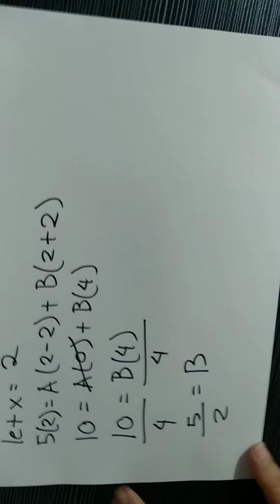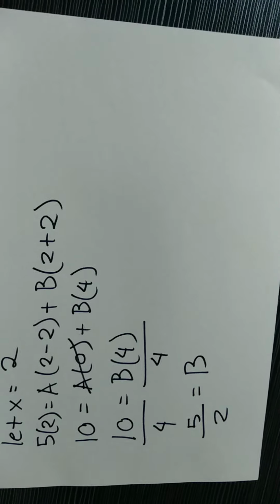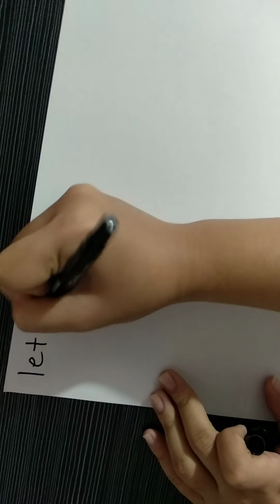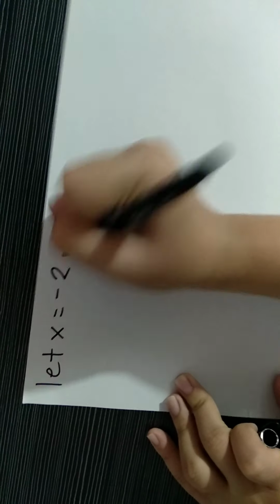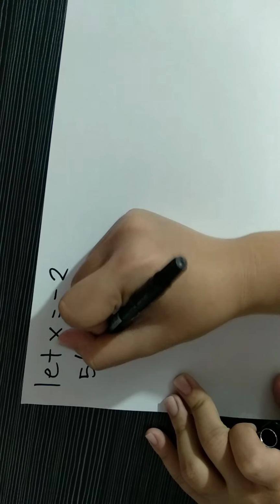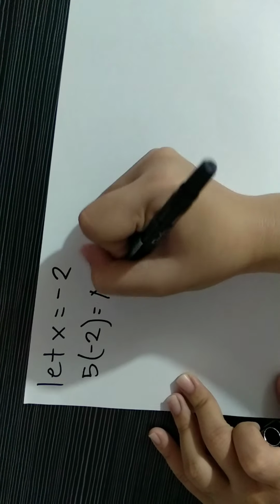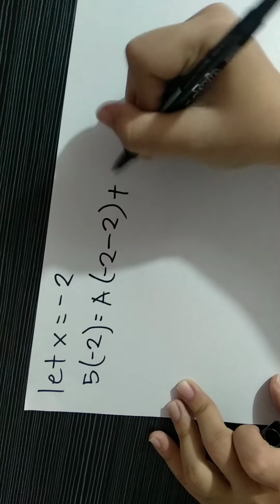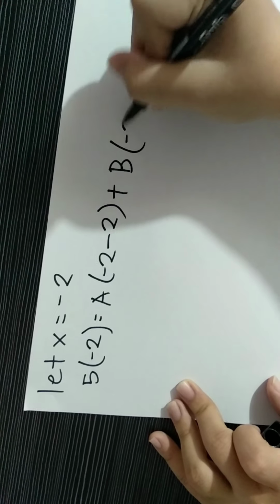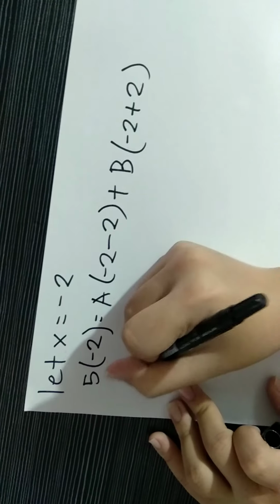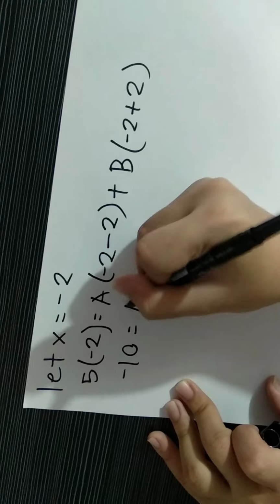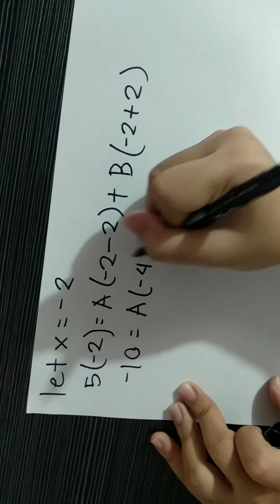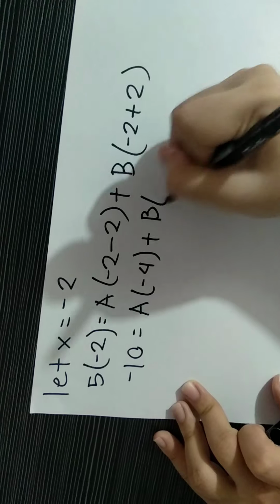Now let's find the value of a. Let x be equal to negative 2. So we'll get 5 times negative 2 equals a times negative 2 minus 2 plus b times negative 2 plus 2. So we'll get negative 10 equals a times negative 4 plus b times 0.